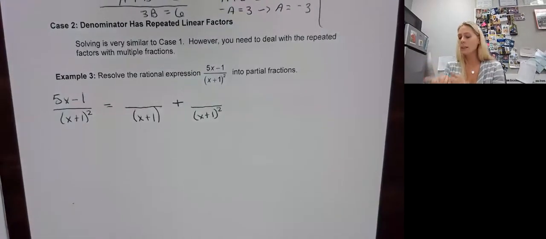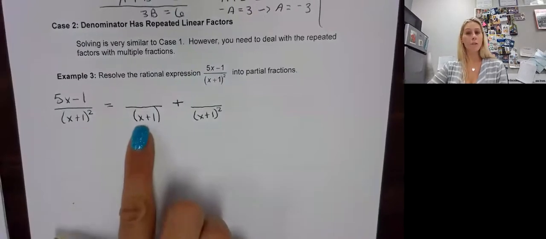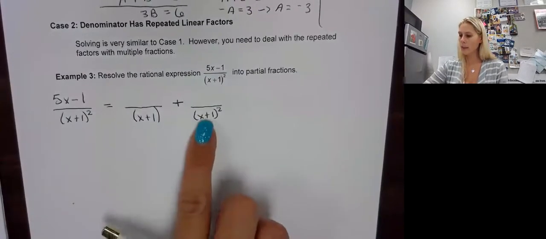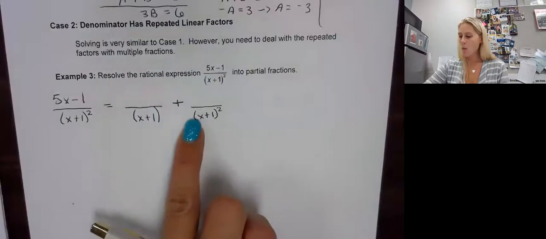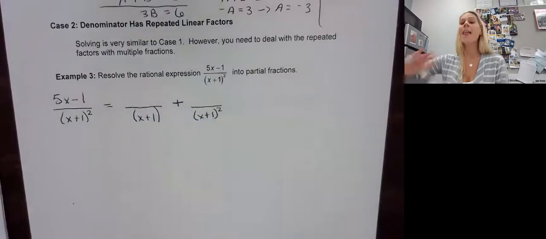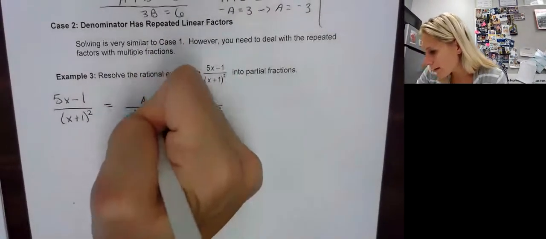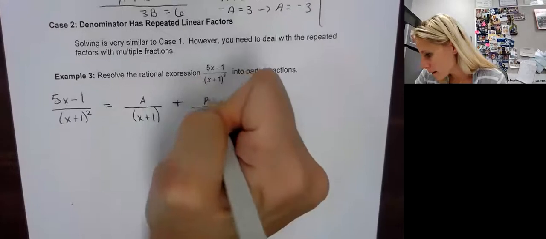Now in this case, just like in case 1, we just did an x to the first in the denominator. Even though this is squared, we're going to think of the inside. Okay, and this will make more sense the next case we do. So in this case, we still have A and B.